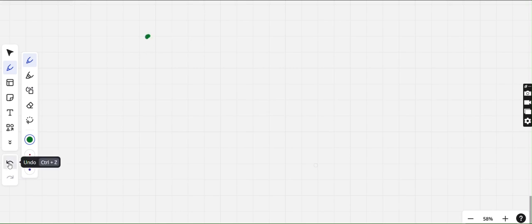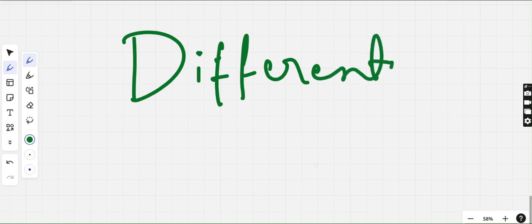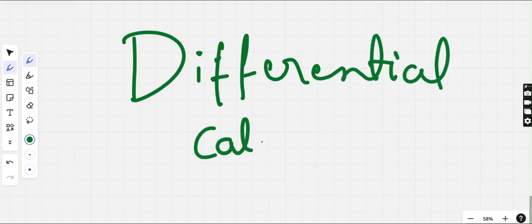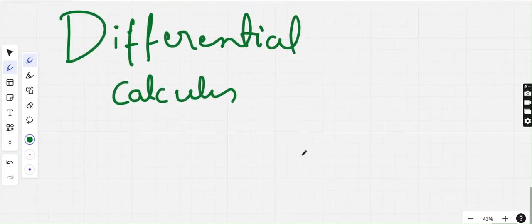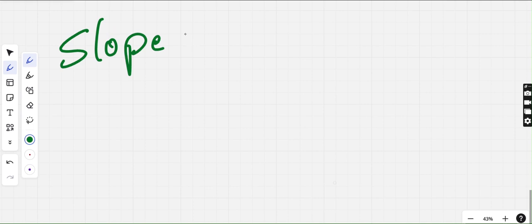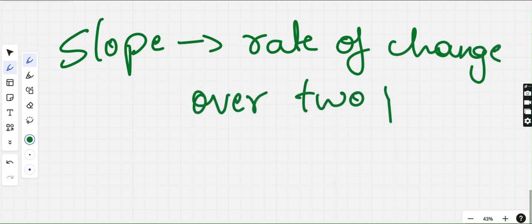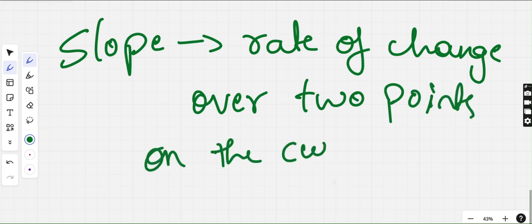So, in today's lesson, we'll be talking about differential calculus. Before we get into this, we must be aware of the slope. Slope is all about finding the rate of change over 2 points on the curve.